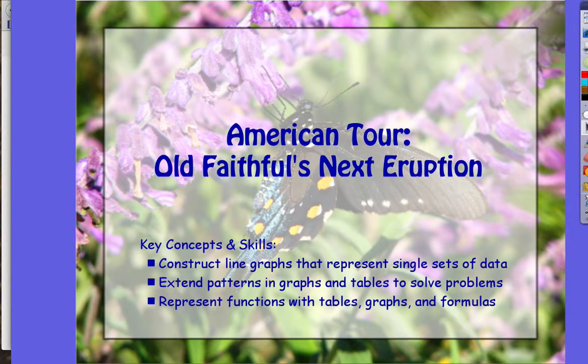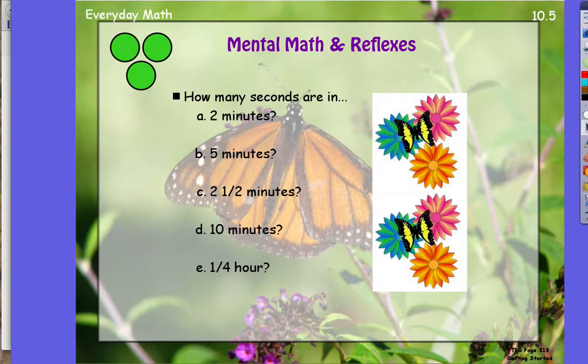10.5, which is an American tour exploration that we'll primarily be using in SRB and some of your math journal pages. We're going to be taking a look at Old Faithful and its eruptions. Getting our brain warmed up just a little bit here.